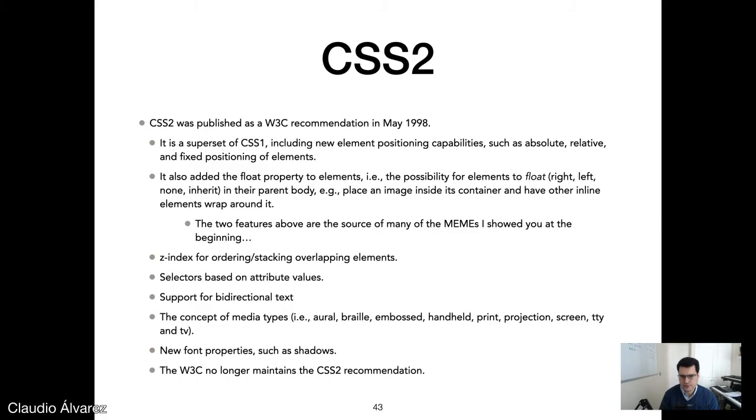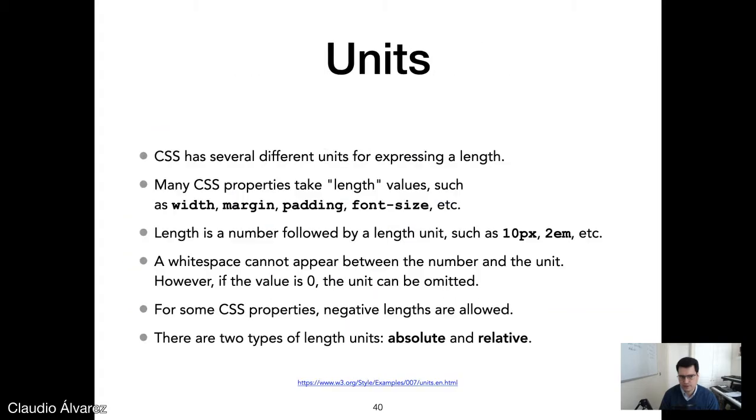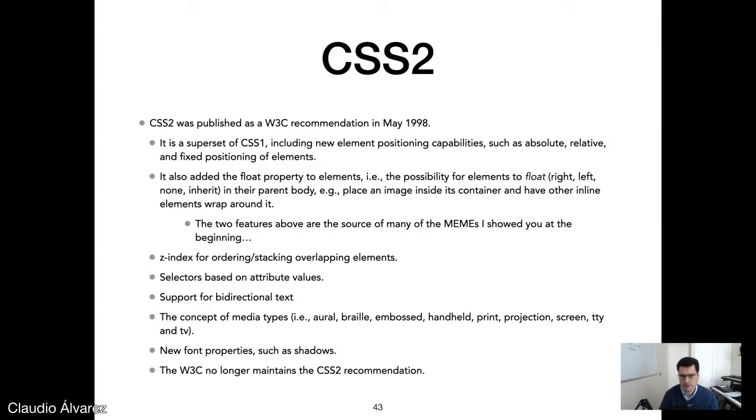So, okay, I've shown you concepts that are supported by CSS1 for the most part. All of these things are supported by CSS1. Then we got CSS2. CSS2 was published as a W3C recommendation back in May 1998. It is a superset of CSS1, including new element positioning capabilities such as absolute, relative, and fixed positioning of elements.